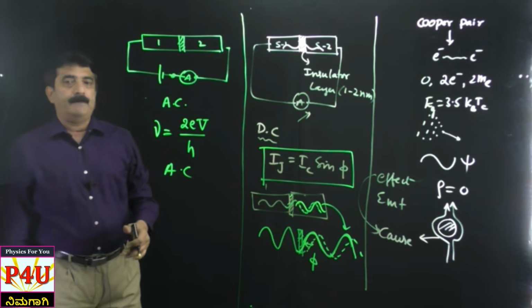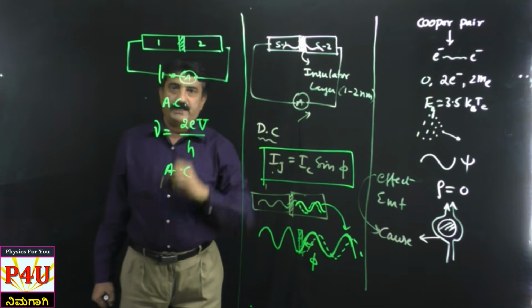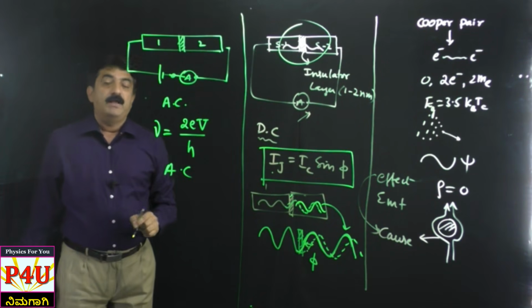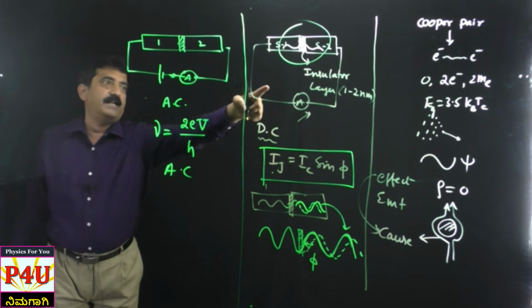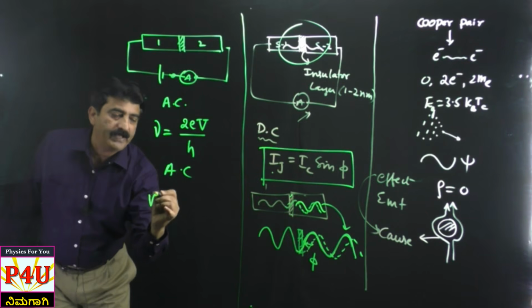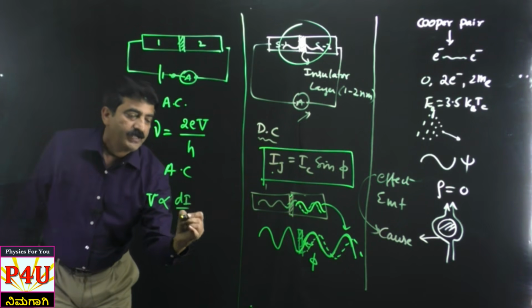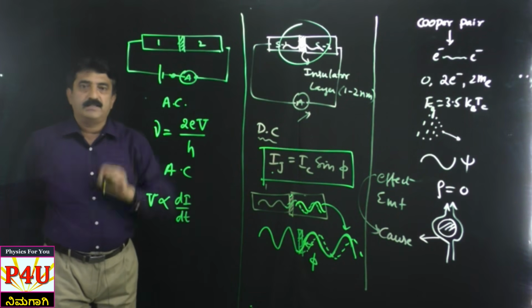Back to this diagram. Dear students, even though there is no power supply, I am getting current. That means there must be some EMF, and that EMF, I write it here. Actually, whatever I write is connected to this. That EMF is, we can show, directly proportional to the rate of change of current flowing in the junction or flowing in the circuit.